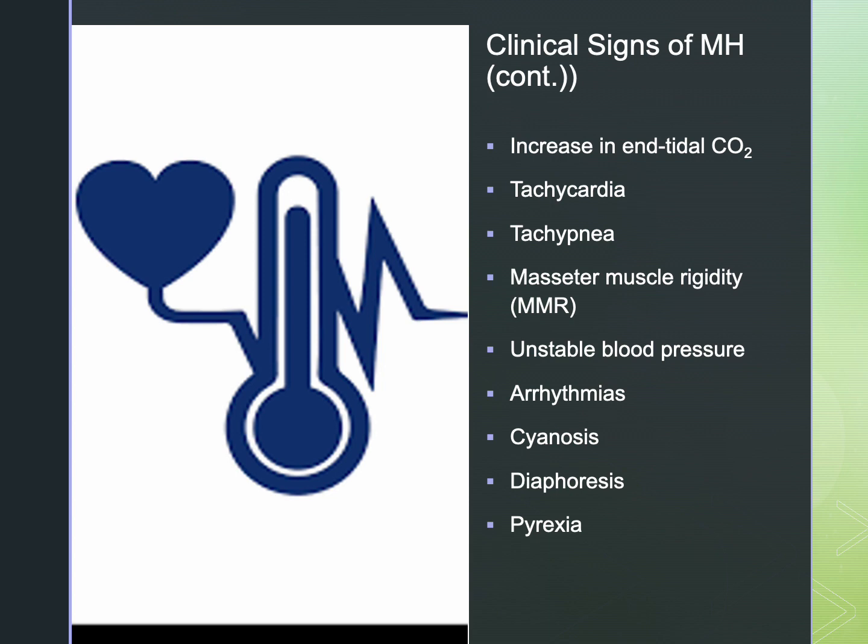Other early signs include tachycardia, tachypnea, masseter muscle rigidity. That's the muscle that when you're chewing is flexing, that muscle there on the sides of the face. Unstable blood pressure, arrhythmia, cyanosis, which is like a blue tinge to the skin, diaphoresis, which is sweating, and pyrexia, which is fever above 100 degrees. Other late signs could include skin mottling, myoglobinuria, and hyperkalemia.